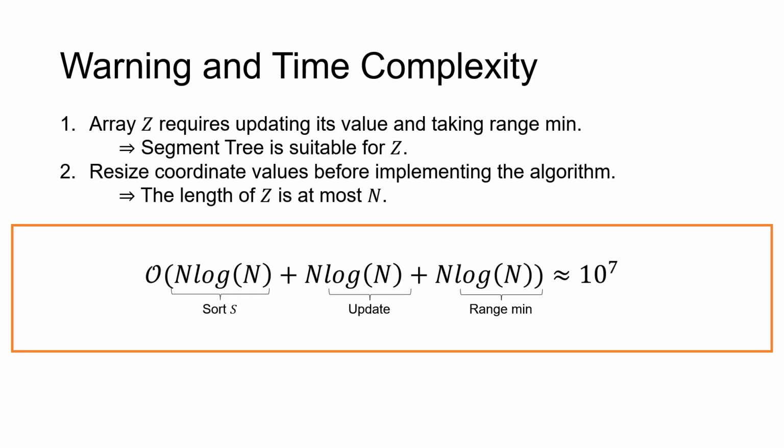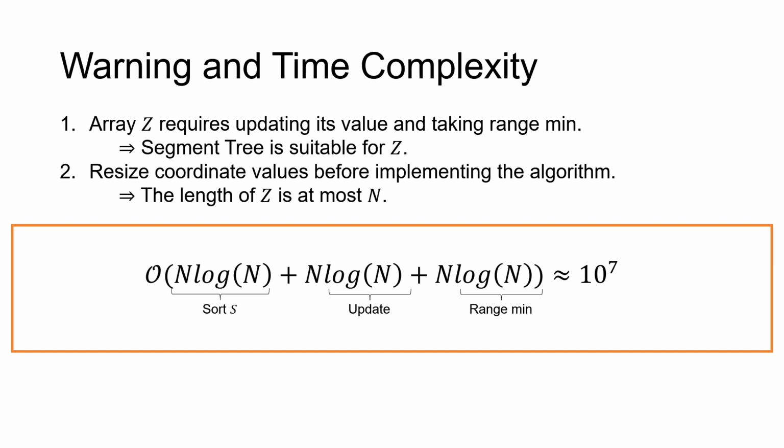Before we conclude this video, I'd like to mention some warnings and the time complexity of the algorithm. First, z should not be implemented as a simple list. As you can see, it requires taking range minimums and updating its values. To achieve this, we should use a segment tree as the data structure for z. It allows us to perform these operations in logarithmic time.